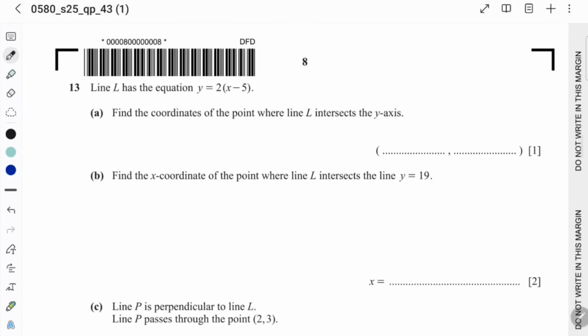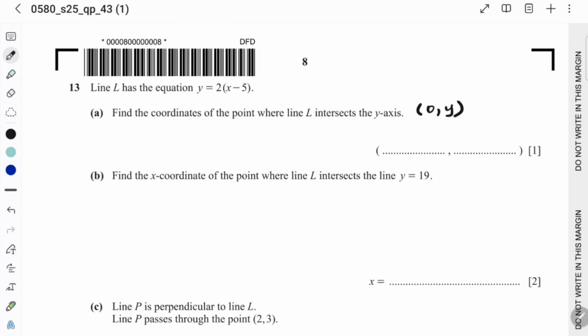The next question, question number 13. It is a coordinate geometry question. The line L, y is equal to 2 times x minus 5, is the equation. Find the coordinates of the point where the line intersects the y-axis. It means 0 comma y is the coordinate you take wherever it is intersecting the y-axis.